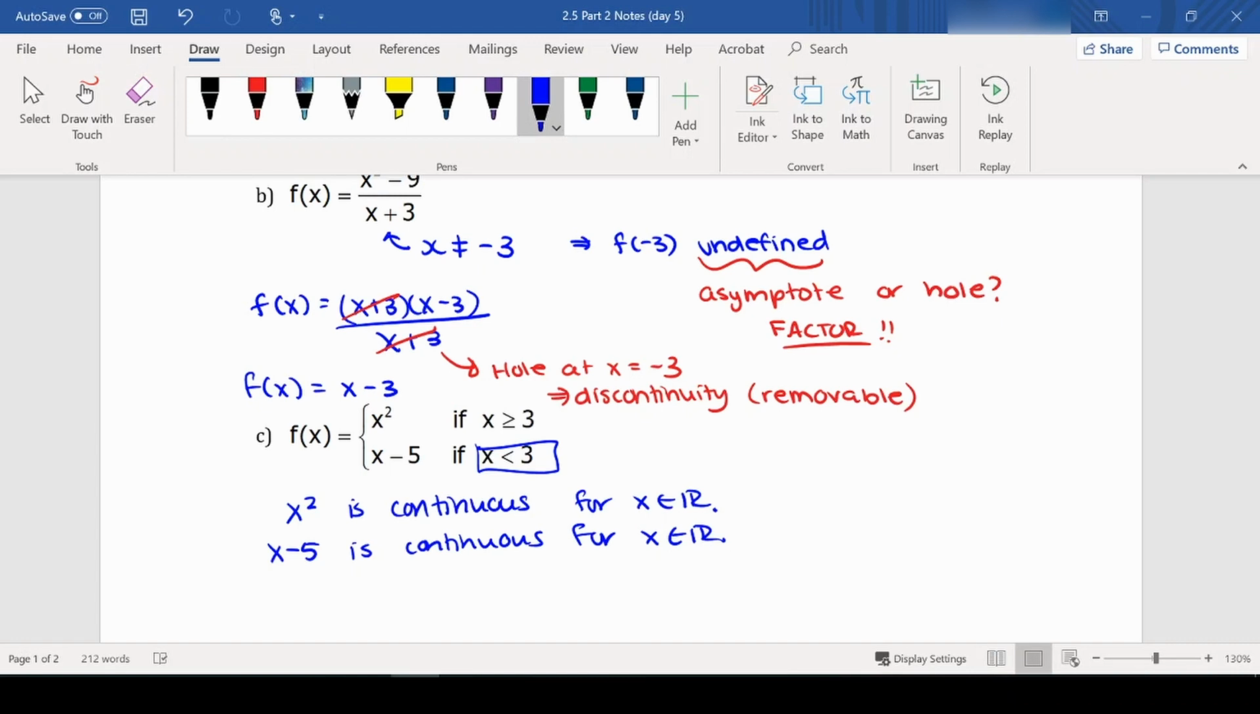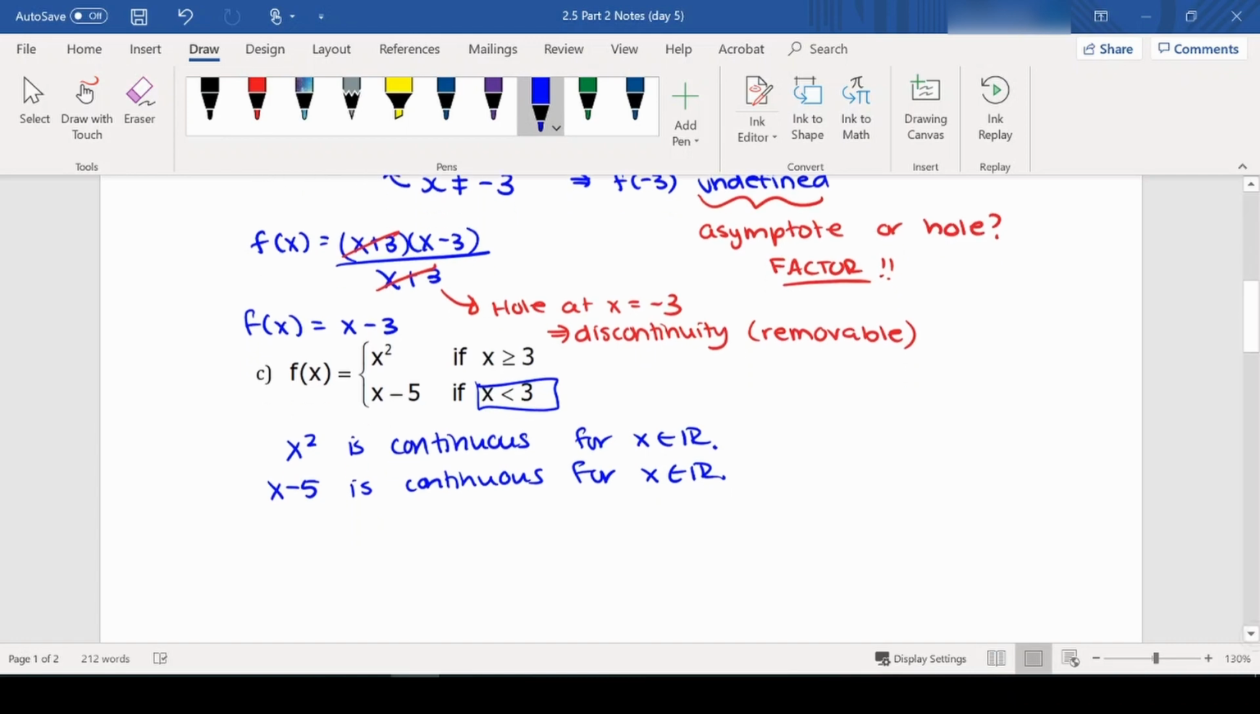Okay. So since these are both continuous pieces, basically our job is to figure out, do the two pieces connect at x equals 3? So if I were to draw this graph, for example, when x is less than 3, my function is x minus 5.